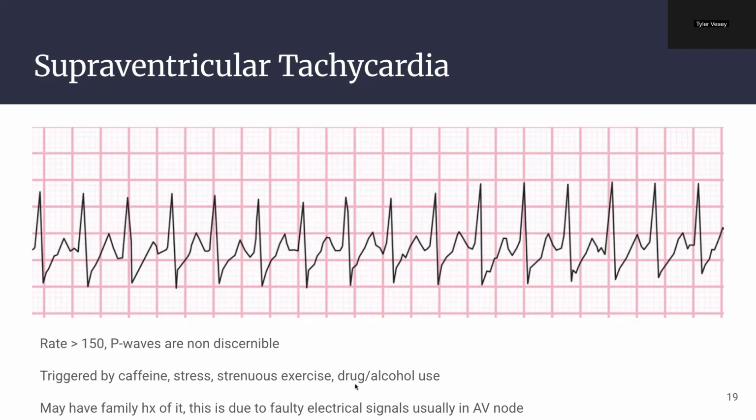Triggers for SVT or supraventricular tachycardia: caffeine. So a lot of people who are just downing Red Bulls, Celsiuses in excess amounts, that can cause SVT. Stress, strenuous exercise, drug and alcohol use. A lot of people who have SVT, there's a family history of it. It's just going to be due to some faulty electrical signals in the AV nodes.